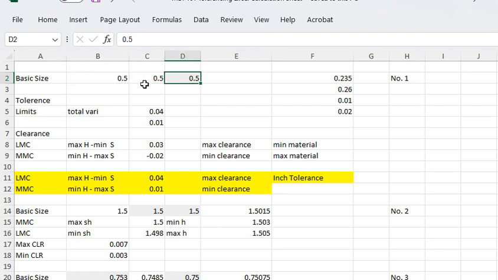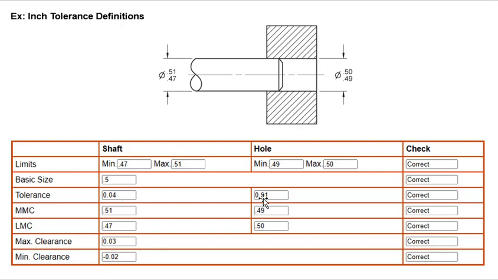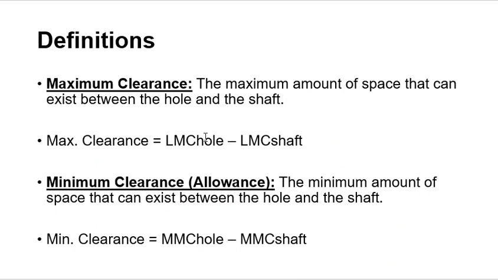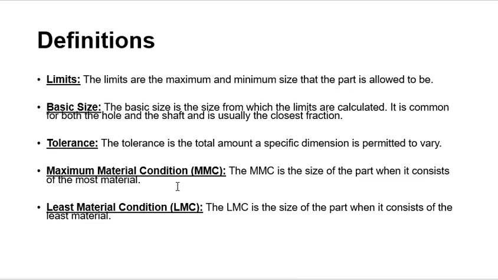See, and this is just getting the common, in between your shaft and hole system. So here, the first one, 0.04, because you're subtracting 0.51 minus 0.47, and this one 0.5 minus 0.49, you're going to get 0.01, which is here. Then we have to calculate MMC and LMC. Once you get this, you're going to do this. LMC, this is your clearance. MMC, right, you're going to get the most material. So let's see how we calculate that.